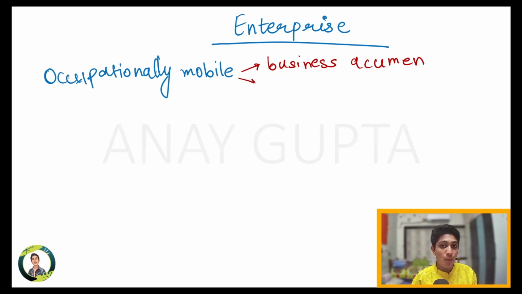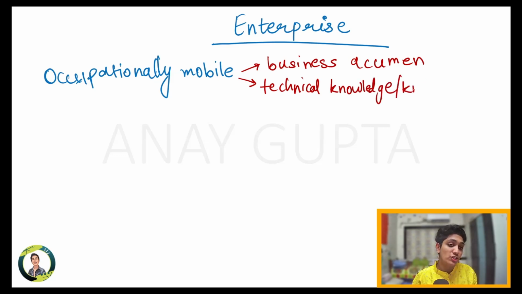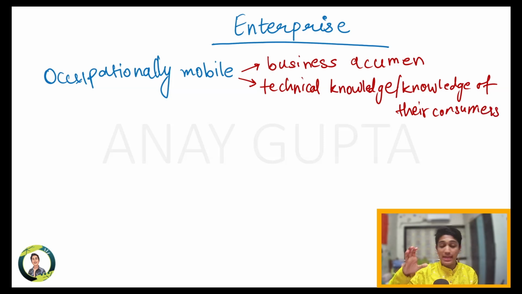But there's a problem that they may not have the technical knowledge or knowledge of their consumers. So if I know how a fast food industry consumer thinks, I have total knowledge of how a fast food business works, but I have no knowledge of how a computer works, how coding works, then I will not be able to succeed in a coding business, right? So that is what may not make enterprise so occupationally mobile. Now it's up to you how you present your argument.